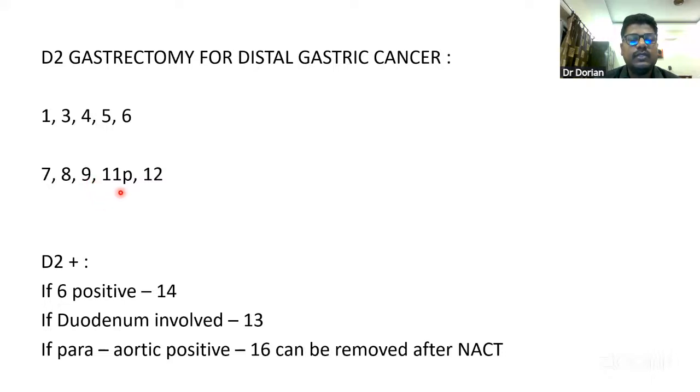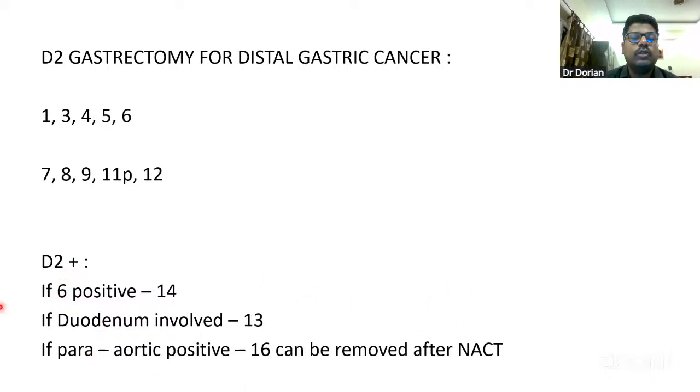Nowadays, 11P, that is the nodes along the splenic artery, you remove only the proximal 11P, that is proximal splenic artery nodes. Station 12, nodes along the hepatoduodenal ligament, you remove that also. So what is D2 plus? The term D2 plus is not mentioned in Sabiston and Schwartz, but it gives these things.